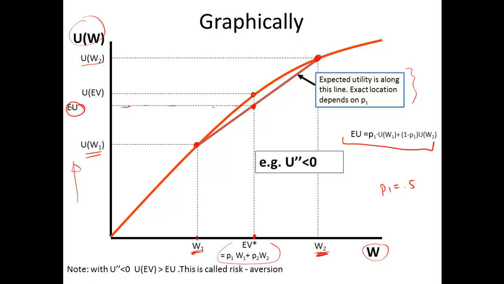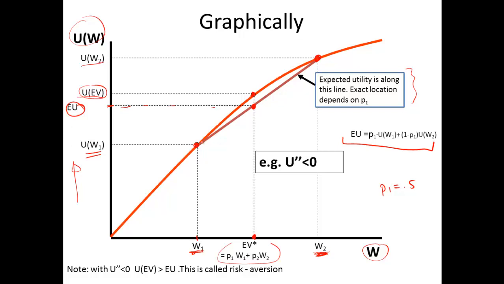Now, just to make it really clear what that is, let's contrast that with a very different possibility. Suppose instead of facing the possibility of having W1 with P1 and W2 with P2, the person with certainty had this expected value amount. How well off would they be then? Well, for that we go straight up to here and over to here, and there it is. And what do we see? We see that the utility of having this expected value is greater than the expected utility of maybe having less, maybe having more.